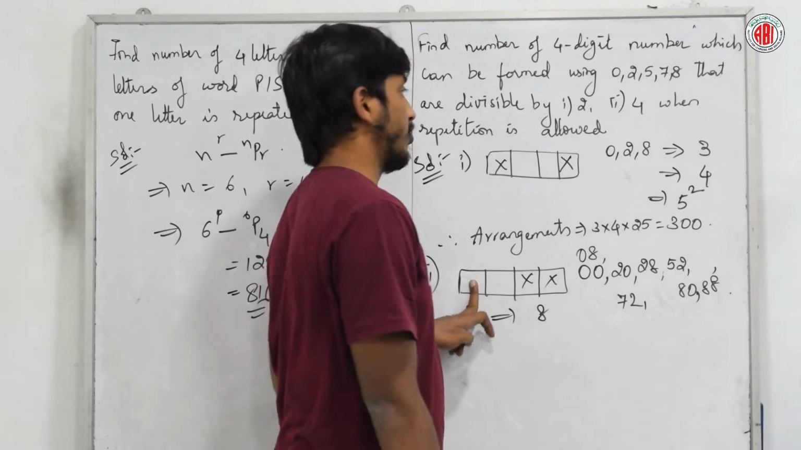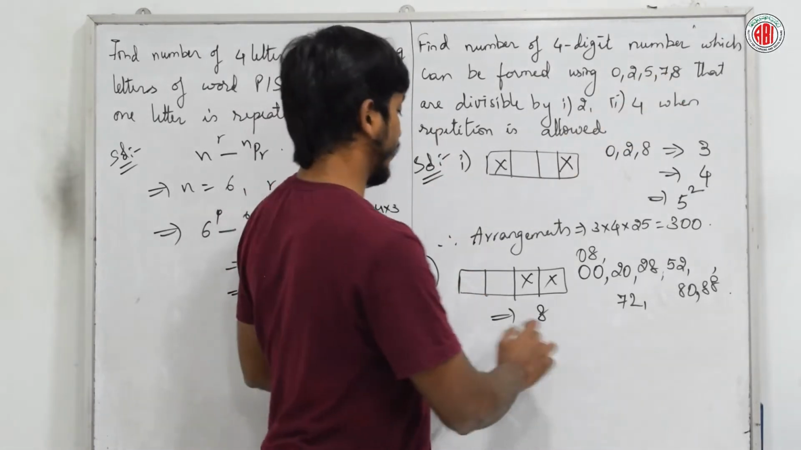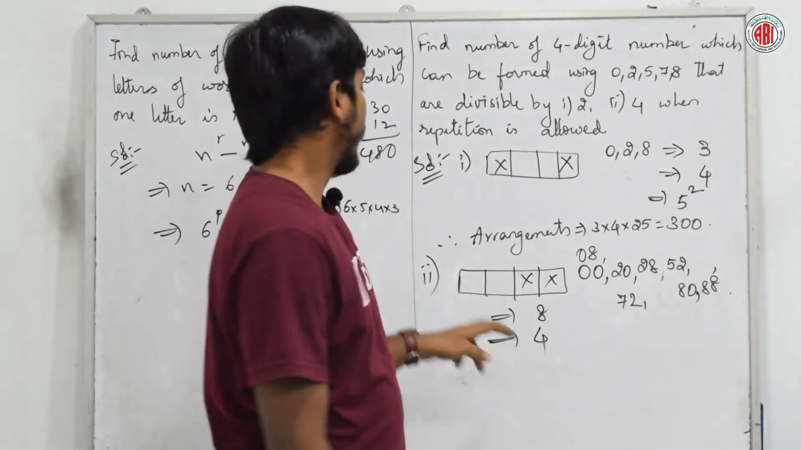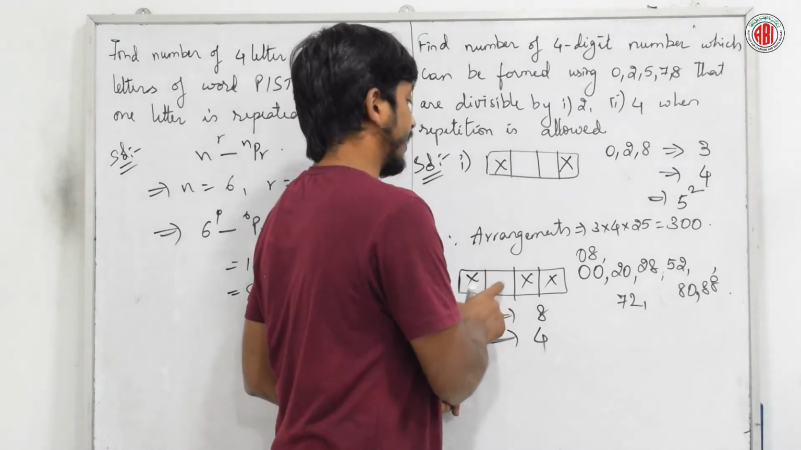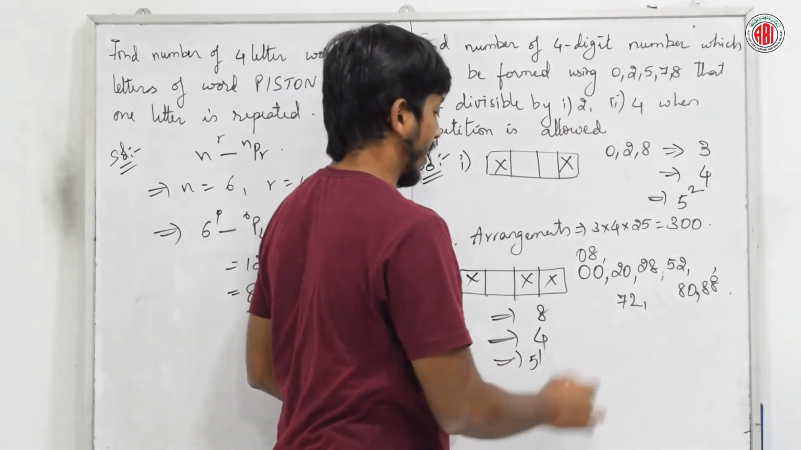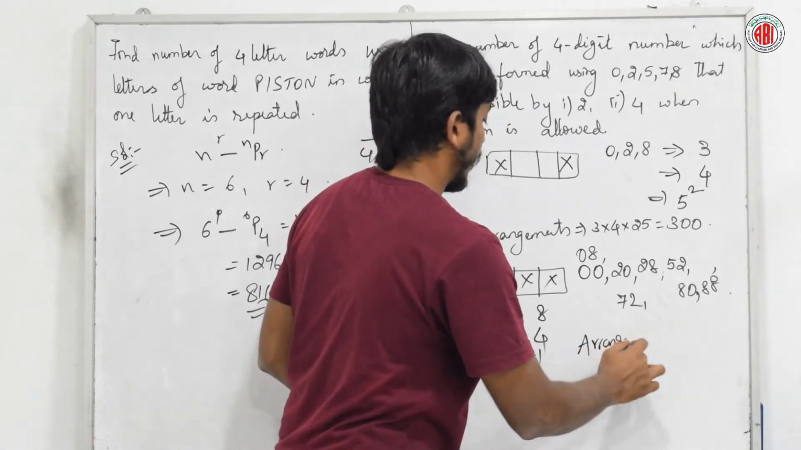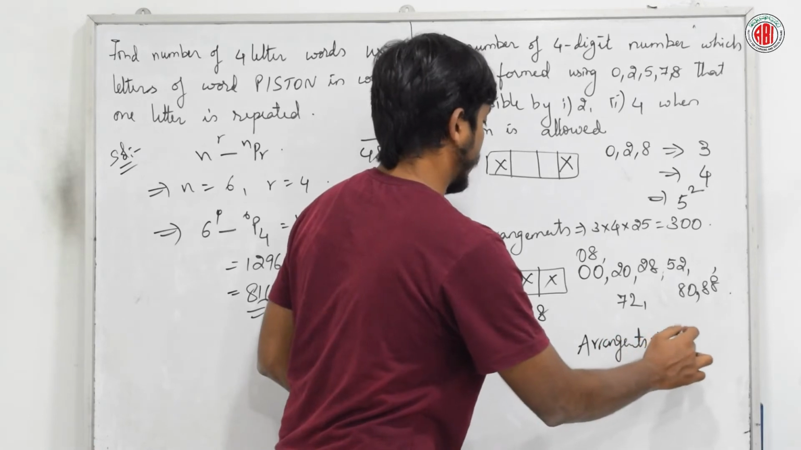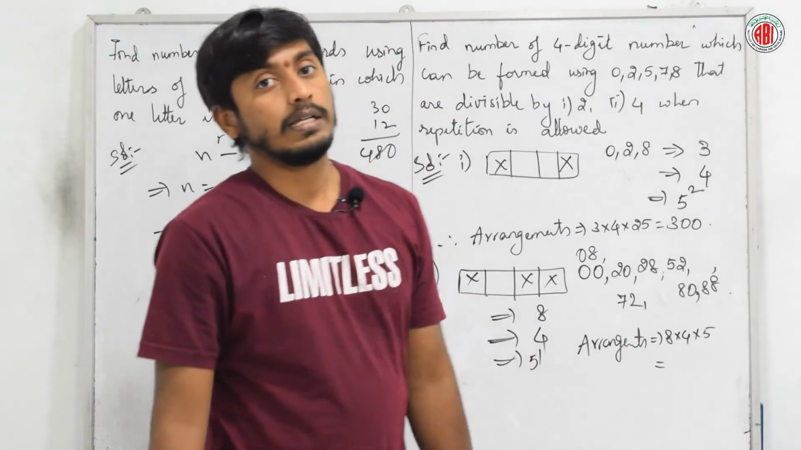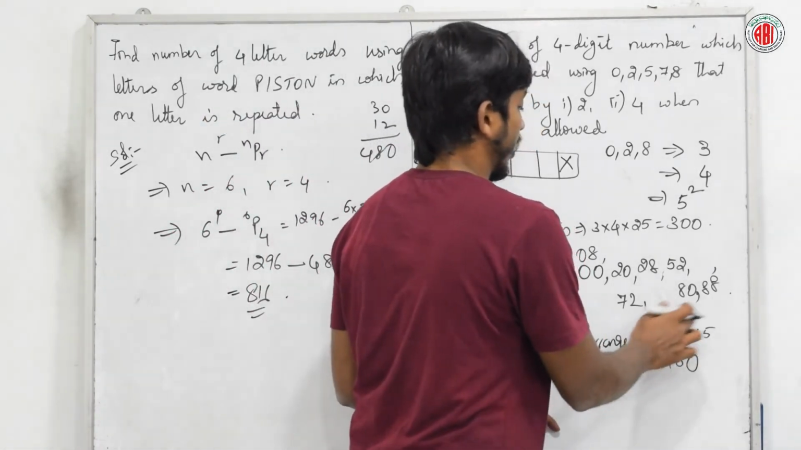Obviously, since the first digit should not be 0, we can arrange 4 digits in this first place. So we can arrange in 4 ways for the first place, and still only 1 place is left. This 1 place has 5 digits, so it will be like 5 power 1. Now total arrangements are 8 into 4 into 5. 8 4s are 32, 32 5s is 160, or else 4 5s are 20.